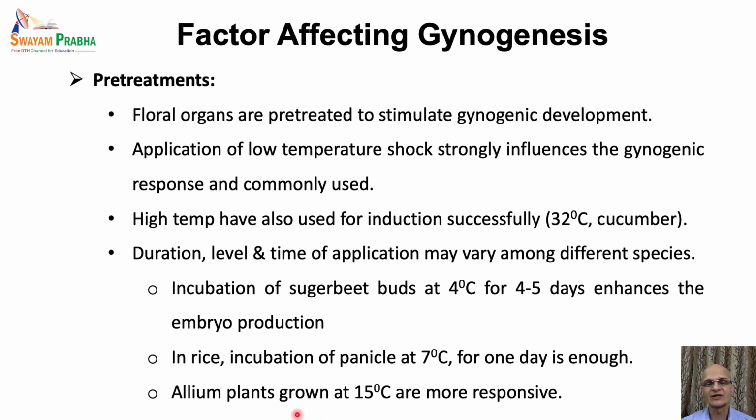Similarly, for onion plants, when they were continuously maintained at 15 degrees Celsius, their female gametophytes were most responsive as compared to onion plants maintained at either a lower temperature of 10 degrees centigrade or at a higher temperature of about 18 degrees Celsius. So the overall pretreatment type, duration of the pretreatment, and the developmental stage of the female gametophyte when the pretreatment should be applied have a huge impact and should be considered carefully.